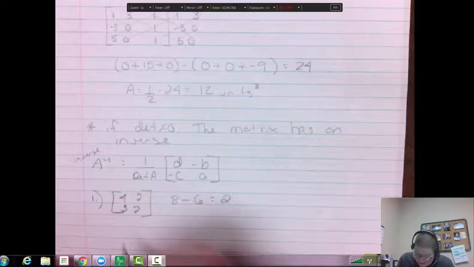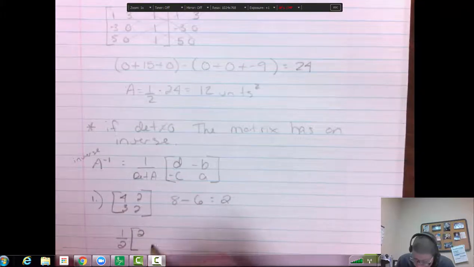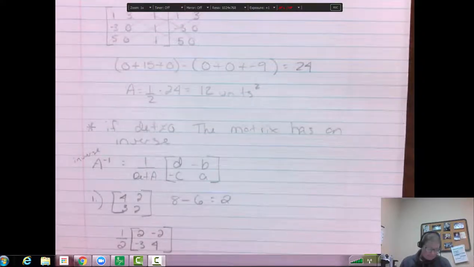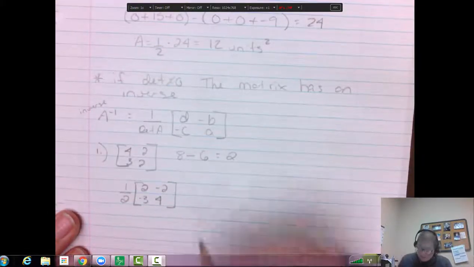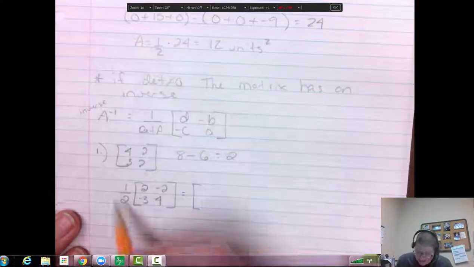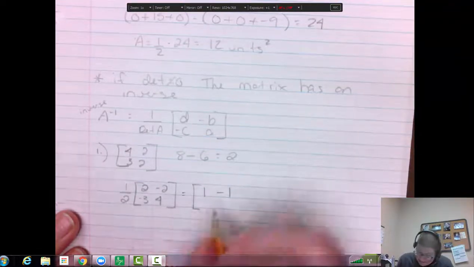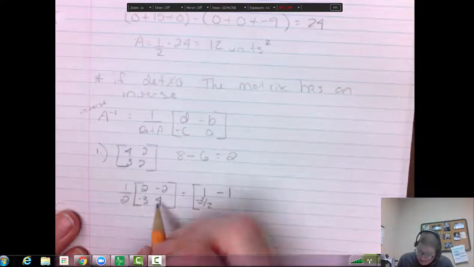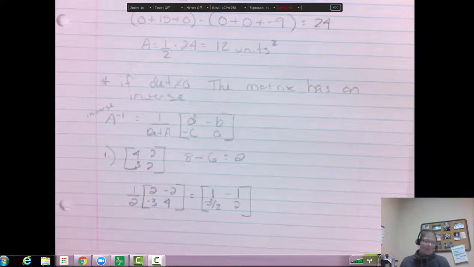So we can take 1 over 2, and we can times it by, now switch these two, so 4 and 2 are switched, and make the other two negative. So 2, -3, -2, 4. Then times the 1/2 by each term, and that is your inverse. So 1/2 times 2 is 1. 1/2 times -2 is -1. 1/2 times -3 is -3/2. 1/2 times 4 is 2. Half of anything is half of it. So there we go.